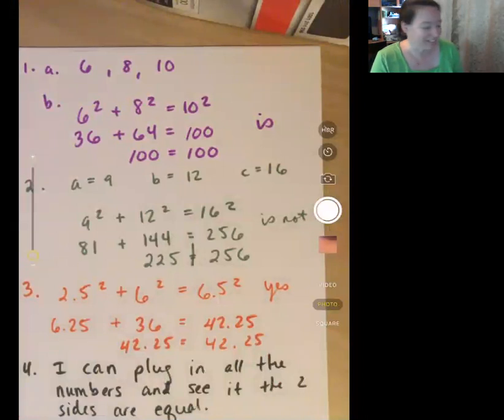I think you can handle this. So yeah, that's really all that you need to do for this one. Okay, we're just determining, is it a right triangle using the Pythagorean theorem? I think you're good.